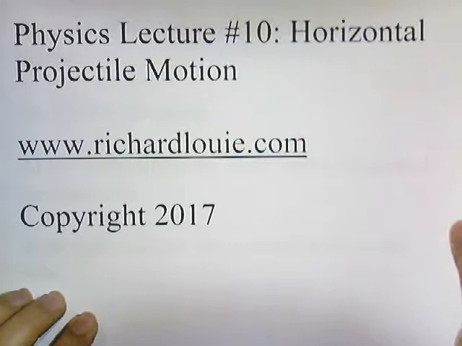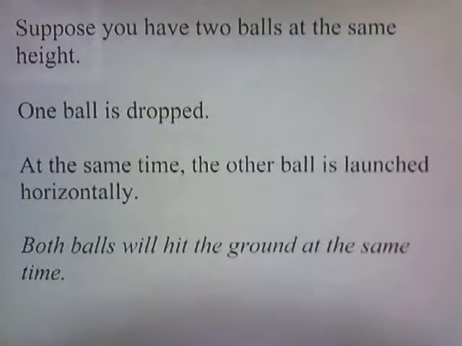Suppose you have two balls at the same height. One ball is dropped. At the same time, the other ball is launched horizontally. Both balls will hit the ground at the same time. I'm going to show you a picture that shows and proves that both balls fall downward at the same rate.